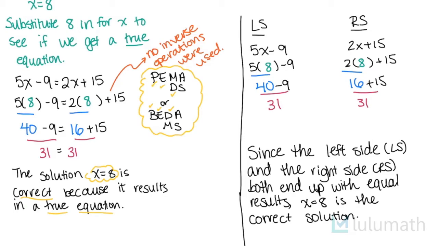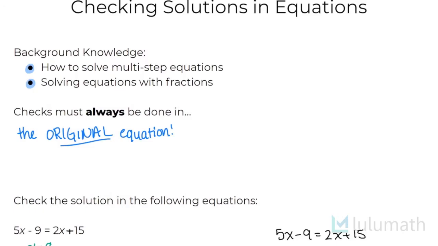Since the left side and the right side both end up with equal results, x equals 8 is the correct solution. Now I'd like to revisit what we wrote here. Checks must always be done in the original equation.